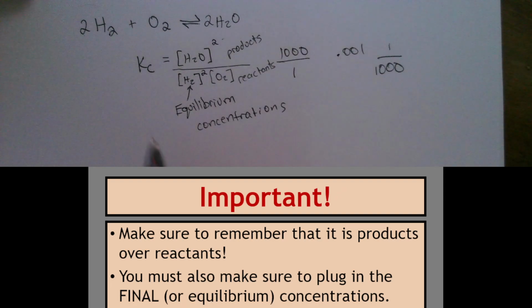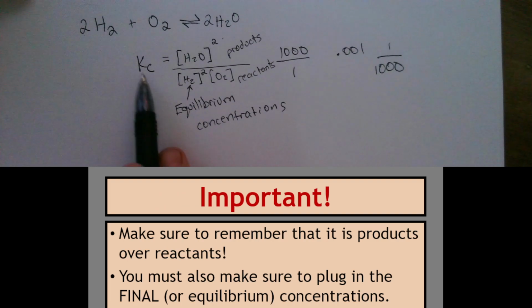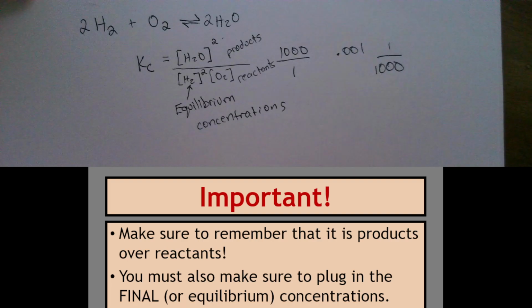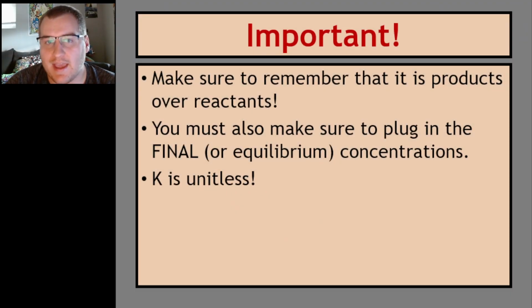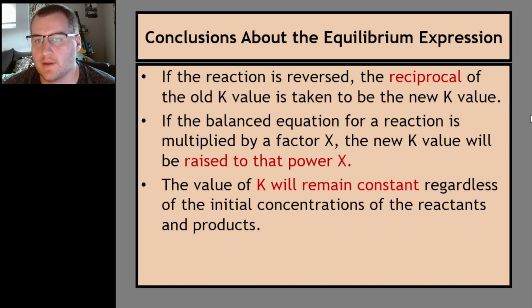into here. Okay. K is my equilibrium constant. It tells you what your reaction is like at equilibrium. So the only numbers I can plug in here are my equilibrium concentrations. My concentrations, once my reaction is settled down, and those aren't changing anymore. K is unitless.